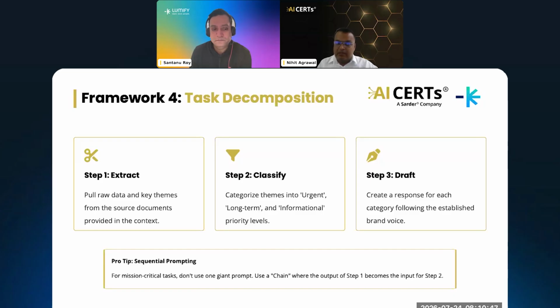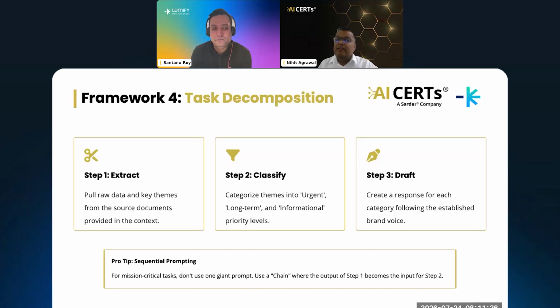Once everything is done, we move on to the third step, that is draft. After extracting and organizing the information, we ask AI to create the final output. At this stage, AI can write emails, generate reports, and even provide recommendations, summaries, or sometimes even action plans using the categorized information from step number two. Because earlier steps have already established clarity and structure, the final output tends to be more accurate and professional.